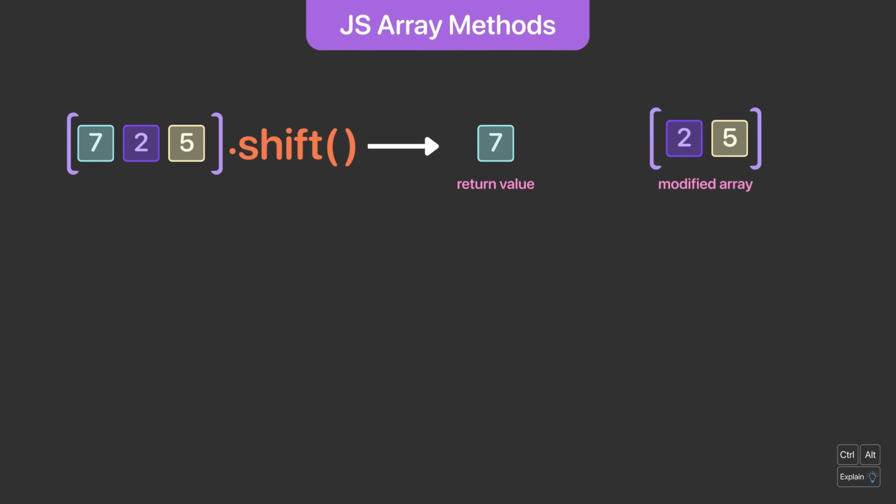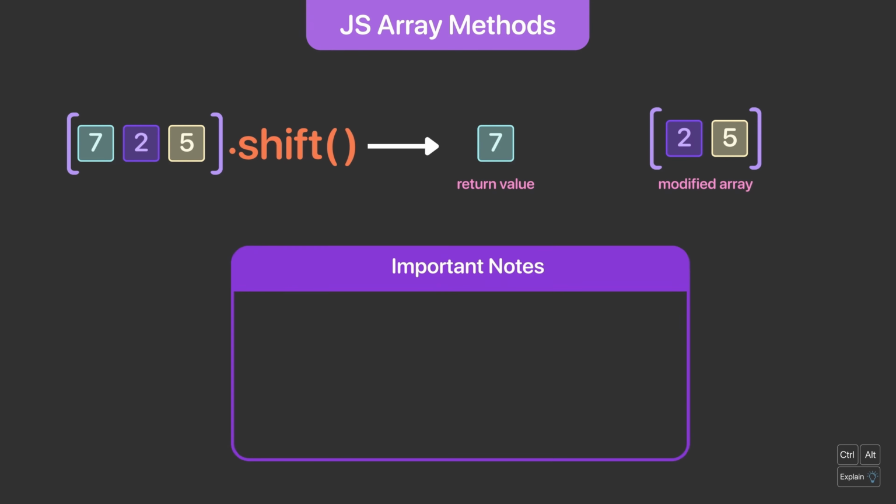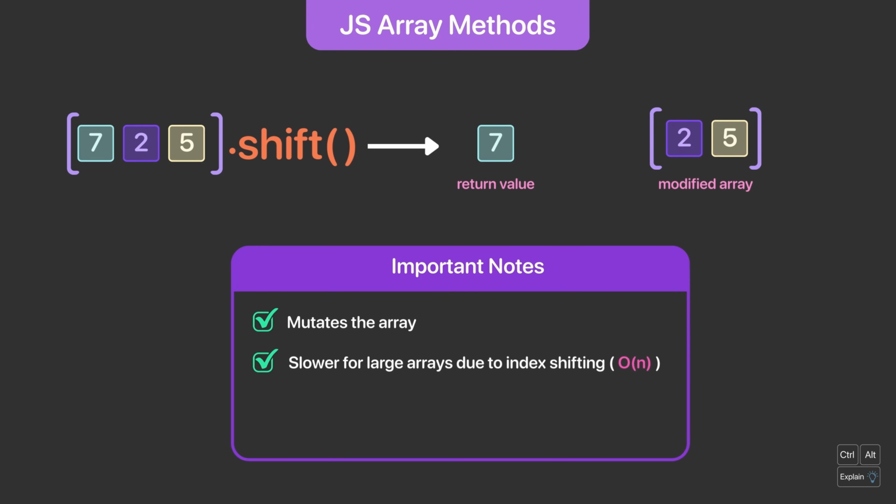Now, before you use shift everywhere, there are 3 important things you need to know. First, the shift method mutates the array. Unlike map or filter, this permanently changes your original data. Second, be careful with very large arrays. Because you are removing the first item, JavaScript has to shift every remaining item over by 1 to fill the gap. This reindexing makes shift significantly slower than pop for massive datasets. However, it is extremely useful for queue logic. The first item in the queue is the first one to leave.